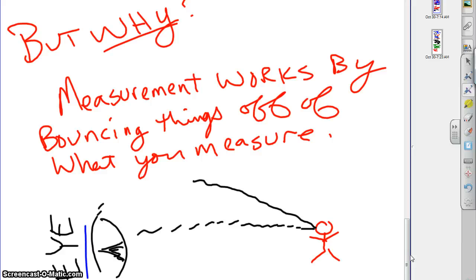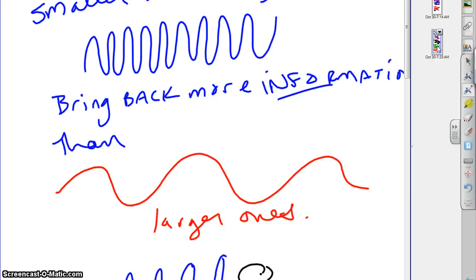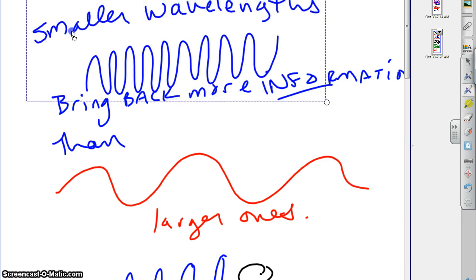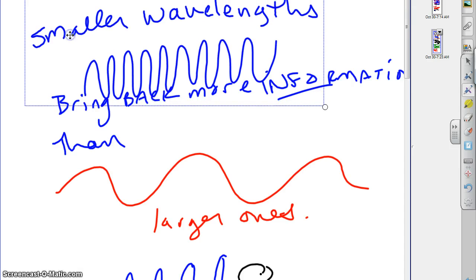And in the lab, whenever we go to make measurements of tiny little particles, electrons, photons, this is essentially what we do, is we bounce other kinds of things off of them. So why then does this situation exist? Well, if we look at it, smaller wavelengths bring back more information than larger ones.